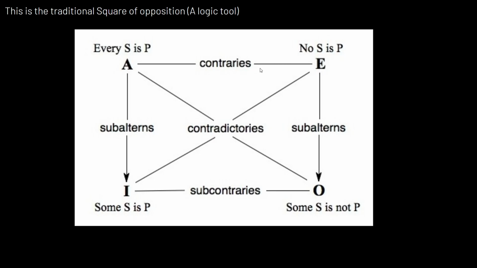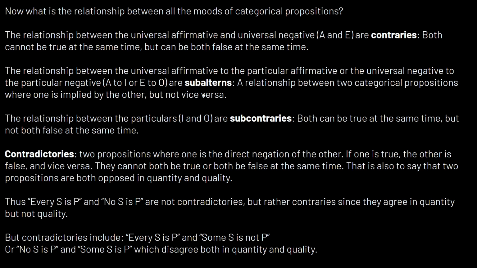So each mood right here has a relationship with each other, and you're going to see why this is so crucial. So what is the relationship between all the moods? First, the relationship between the universal affirmative and the universal negative, that is, if I say every S is P and no S is P, they are contraries, meaning both cannot be true at the same time, but can both be false at the same time.